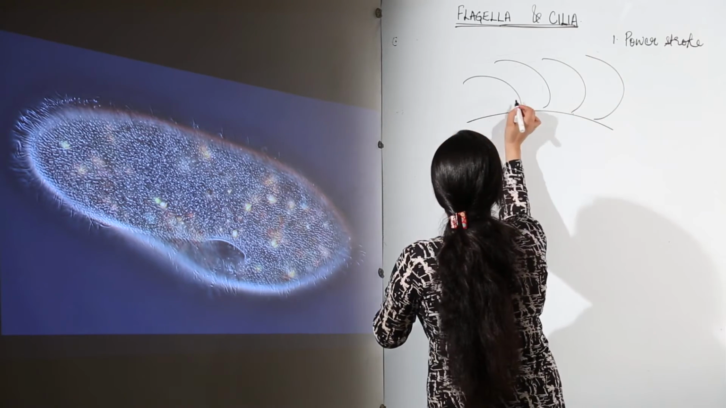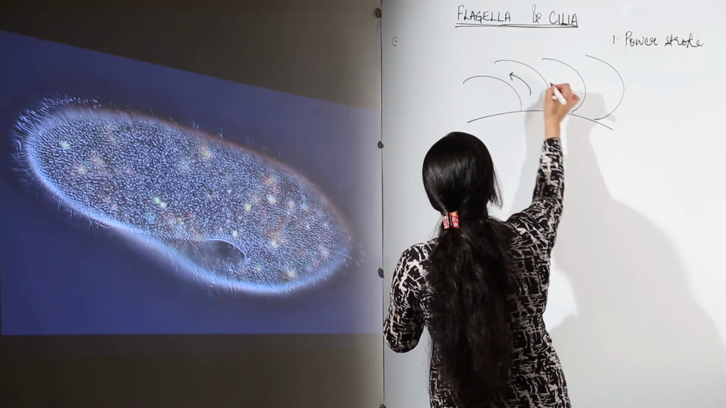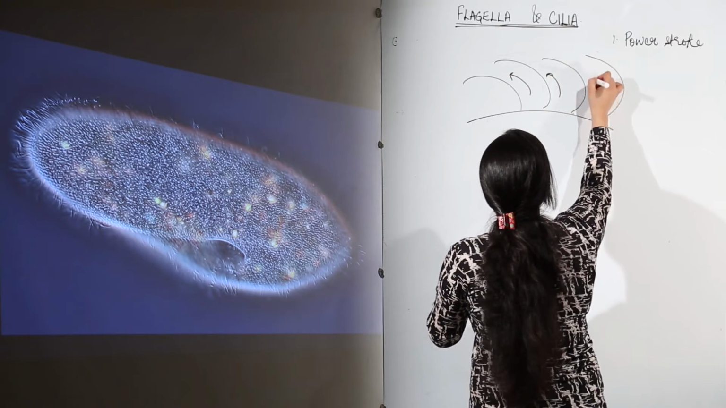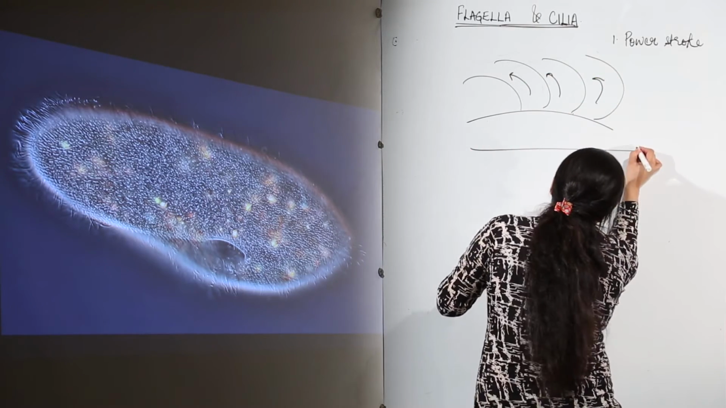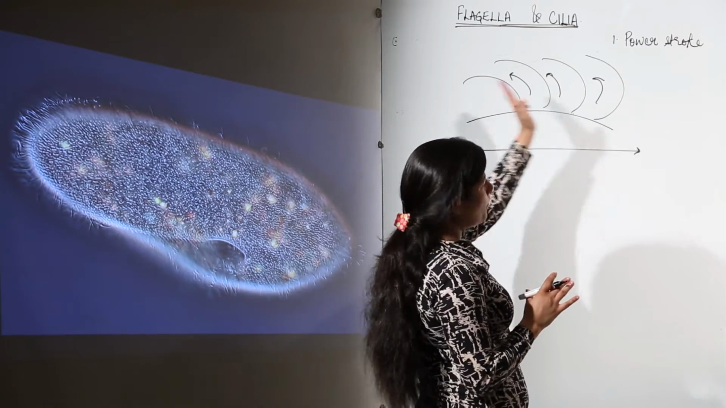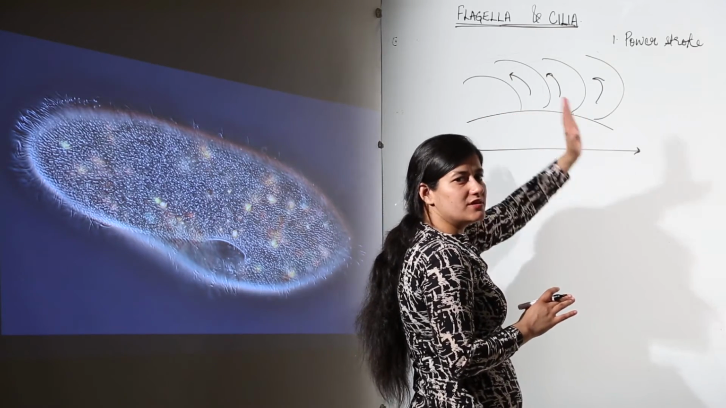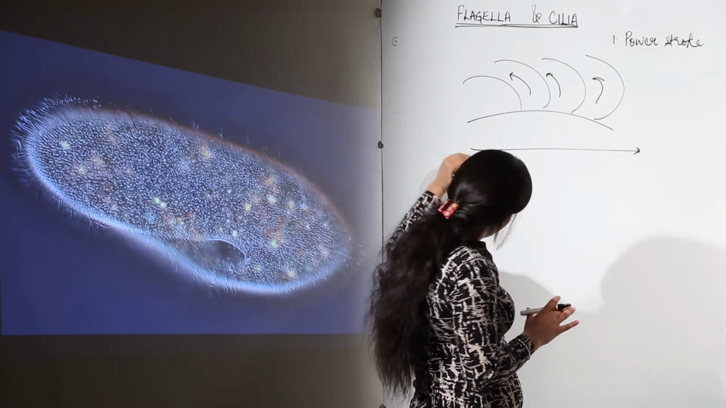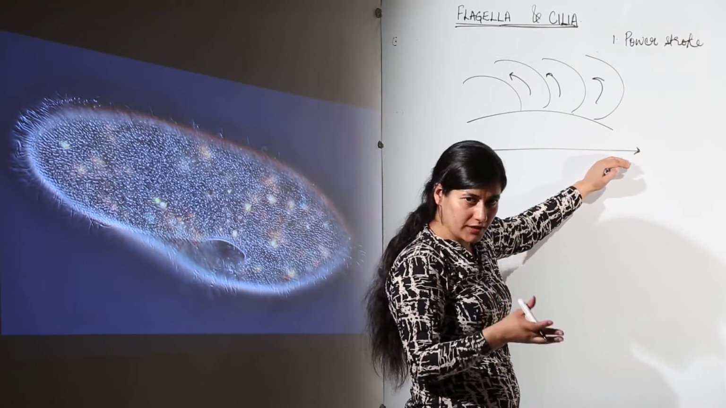Suppose the cilia are moving in this direction. Please remember this: the power stroke is in the opposite direction. That means the cilia themselves move in one direction, and the direction of the movement of the cell happens to be opposite.